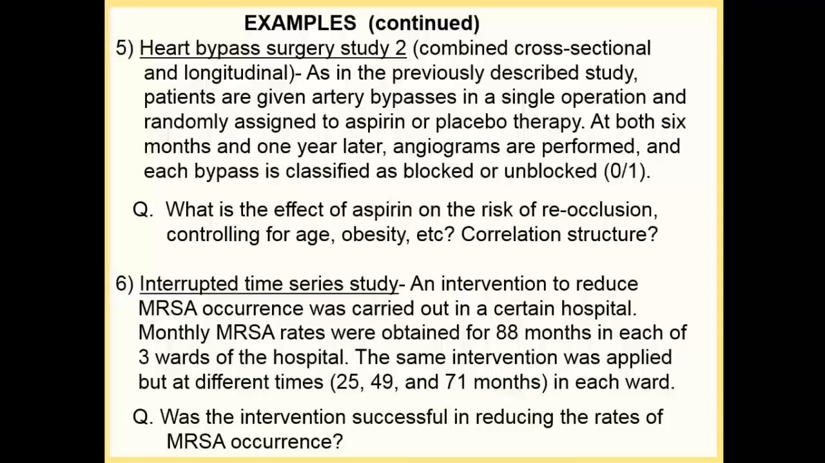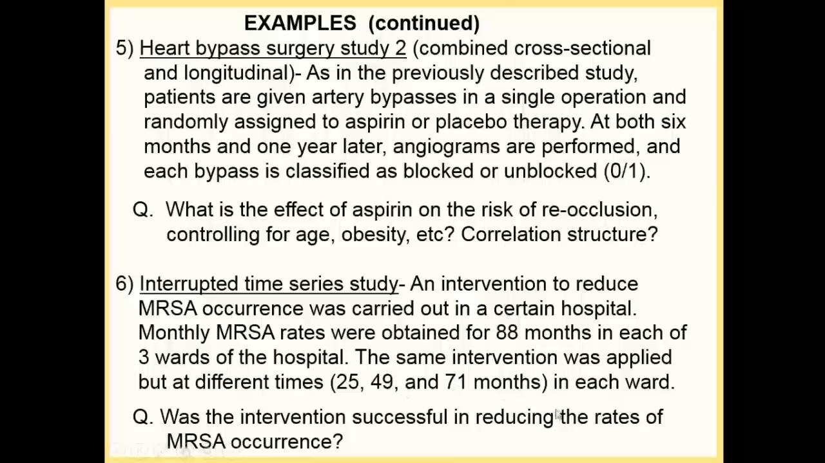So what happened was monthly MRSA rates were obtained. In other words, a rate: the number of MRSA events divided by, I think, the patient time in the hospital, the length of stay in the hospital for all the patients in a given month. Number of MRSA events divided by the length of stay of all the people in a given month were obtained for 88 months in each of 3 wards of the hospital. The same intervention was applied, but at different times, 25, 49, and 71 months in each ward.